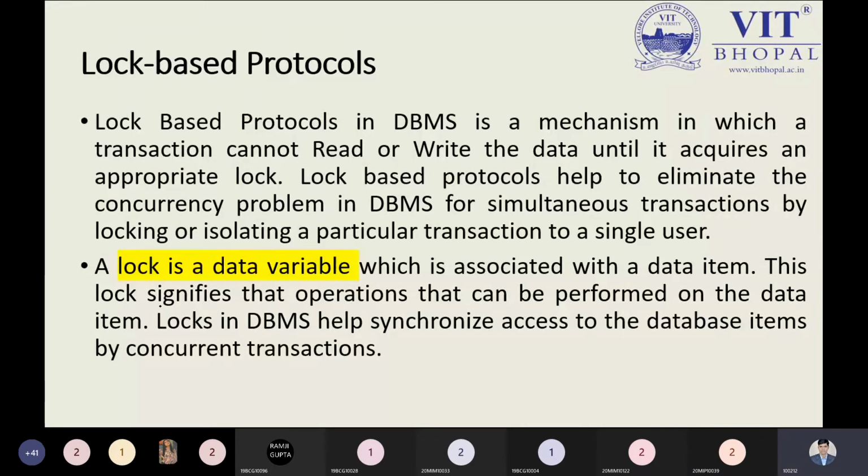The log-based protocol in a database management system is a mechanism in which a transaction cannot read or write data until it acquires an appropriate lock. I have already discussed this point while discussing the example. To help you remember, I am just taking a simple example. Suppose these are some rooms. I am taking a very interesting example, and I hope it will make the picture clearer.